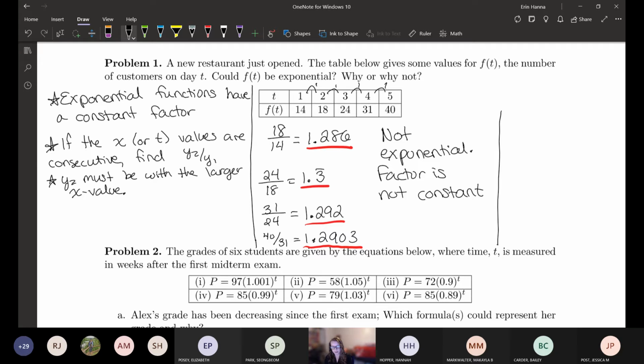Now, we do want to be a little careful here. If this one didn't exist, say it wasn't part of the data, I would almost say that it is exponential. I know those numbers aren't exactly the same, but notice how all the rest of them are approximately 1.29. So if they were all approximately 1.29, that would be enough to say it at least follows somewhat of an exponential relationship.